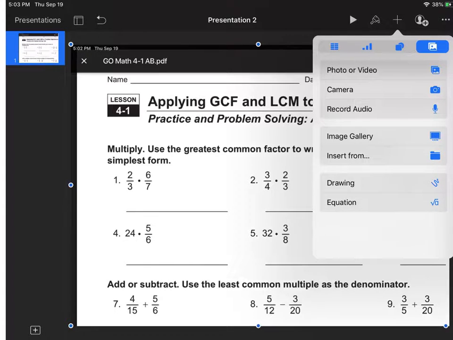Okay, here's a screen recording of me solving lesson 4.1, applying greatest common factor and lowest common multiple to fraction operations. We are multiplying fractions today. Multiplying is just multiplying straight across, so I did 2 times 6, that's 12, over 3 times 7, which is 21, and that one couldn't be reduced, so that's the final answer.